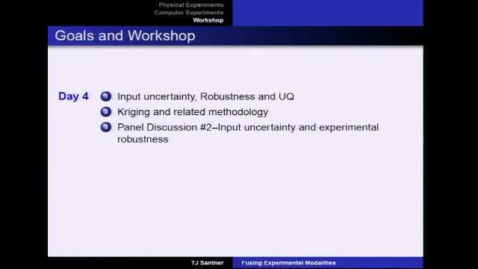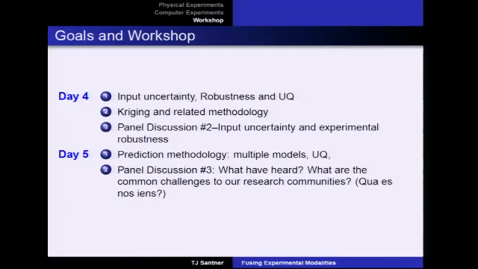We're going to talk on day 4 about input uncertainty, about robustness with respect to choice of control variables, uncertainty quantification, kriging. So it'll be a methodology sort of oriented, and then there'll be a panel discussion to talk about input uncertainty, how that's handled in the various communities, and the closely related issue of experimental robustness.